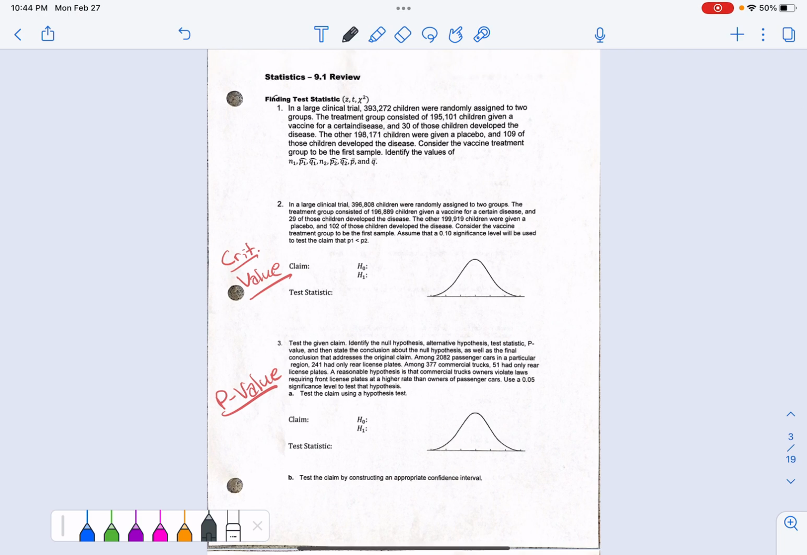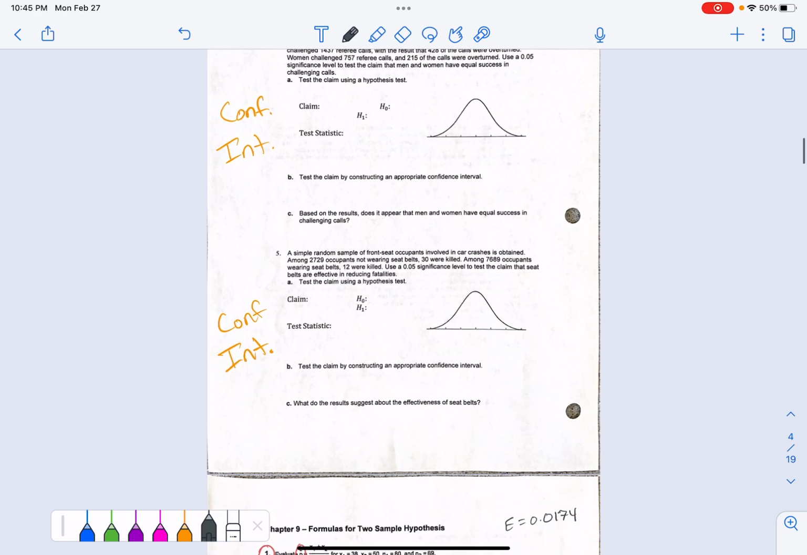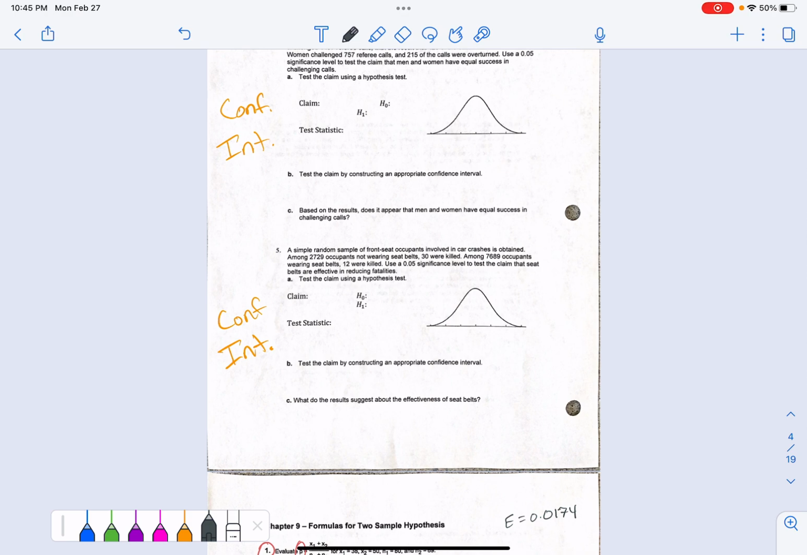There are only 5 problems. Number 1 is just asking you to tell what n1 is, what p hat 1 is, what q hat 1 is, what n2 is, what q hat 2 is, or p hat 2, whatever. They're having you fill out all of these things and just writing in those variables. That's all you need to do. Number 2, I want you to do the critical value method. Number 3, do the p-value method, and then the back 2, do the confidence interval method for each one of those. And then they have some questions, so make sure you're answering those questions.